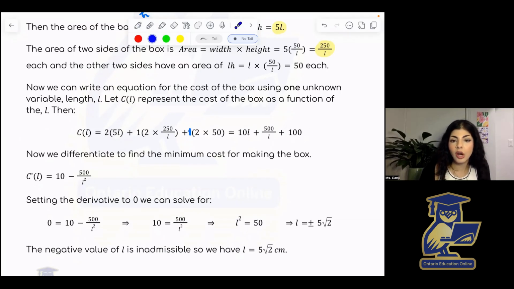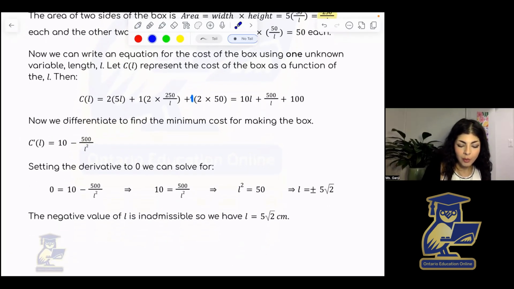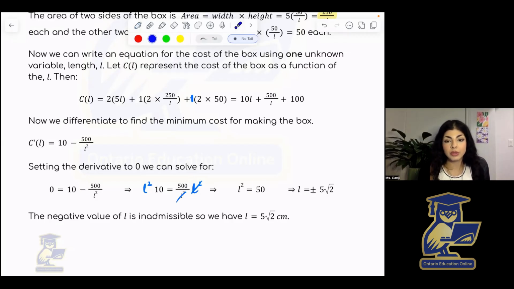And this 100 is just a constant, so it doesn't contribute to our derivative. And now setting the derivative equal to 0, I can just rearrange. So I have 10 equals 500 over L squared. This is the same as multiplying by L squared on both sides. So 10 L squared, and then these two cancel out, and then I can divide by 10. So dividing 500 by 10, I end up with 50. So L squared is equal to 50.